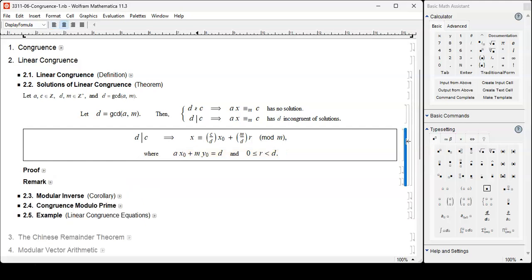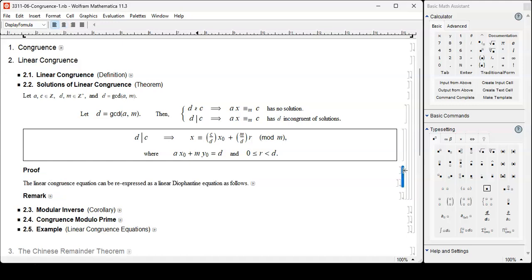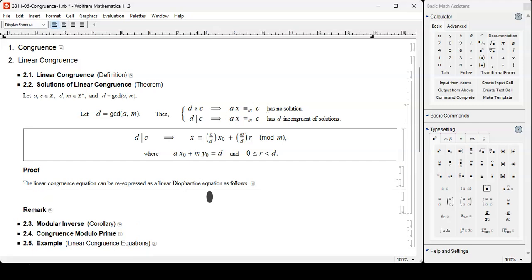As for the proof, it really goes hand in hand with linear Diophantine equation. You see, ax is congruent to c. What do you mean by that? By definition, this is the same as the left-hand side minus right-hand side being divisible by m. So ax minus c is divisible by m, so this is some quotient times m.